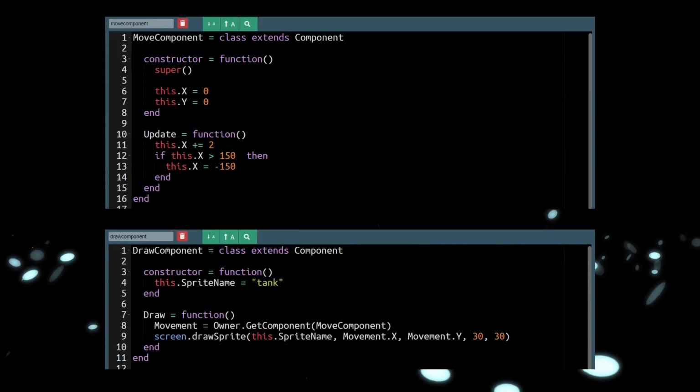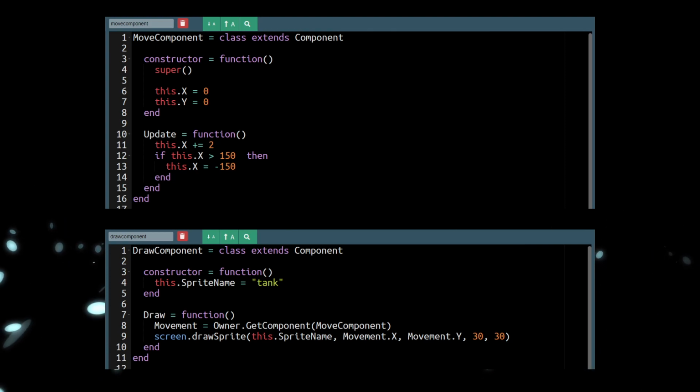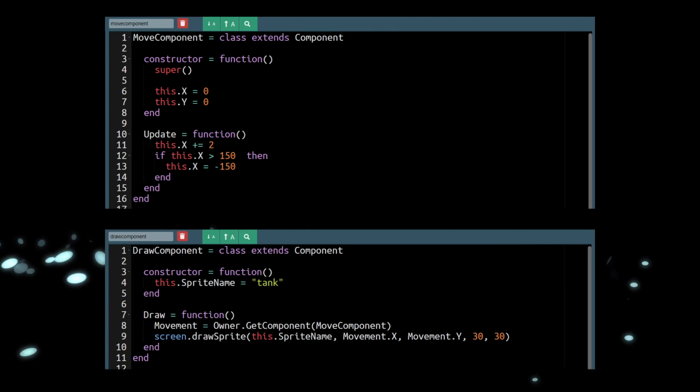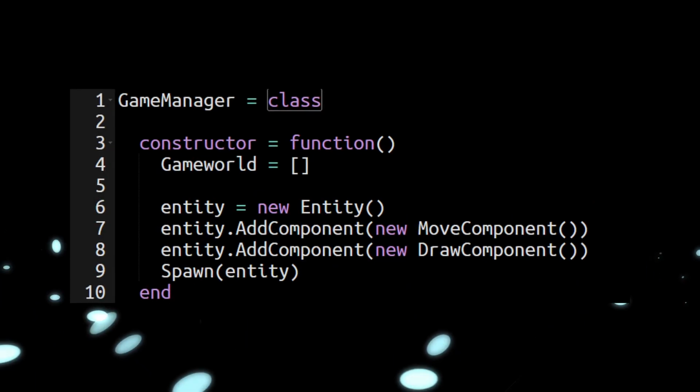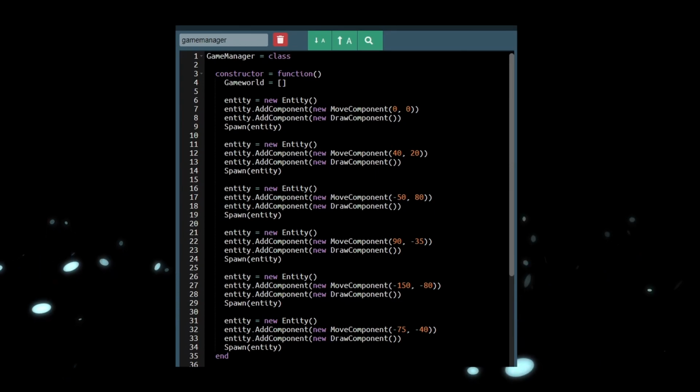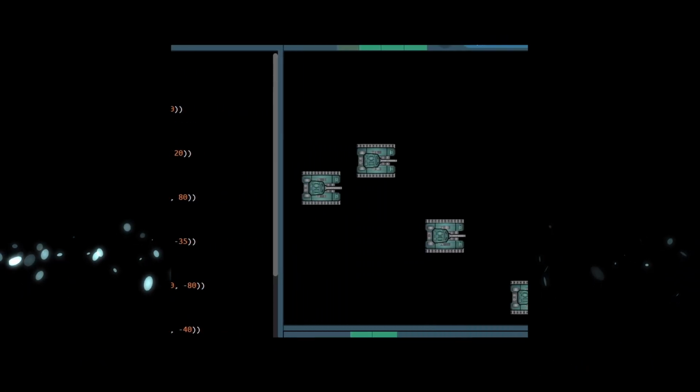As an example, here are two components from before, move component and draw component, both implemented as classes extending component class. Those are ready to be added to the entity and spawned into the game world. Moving tank, the final form. It looks the same as the previous one, doesn't it? Well, this one is quite a lot better, trust me.